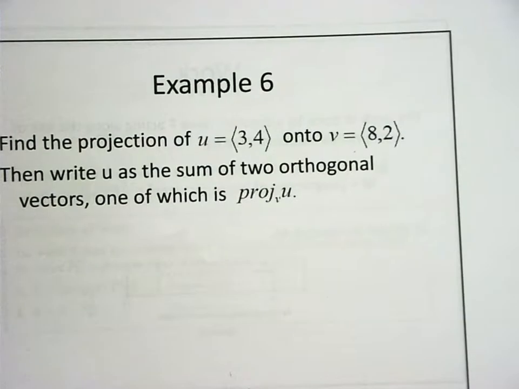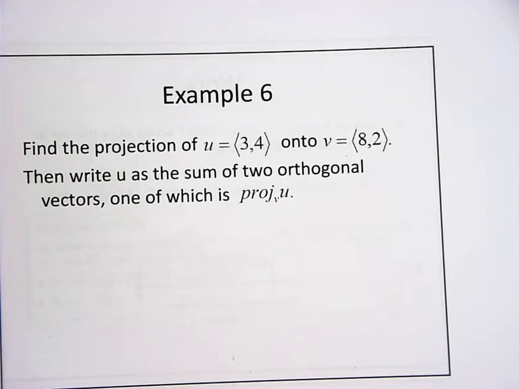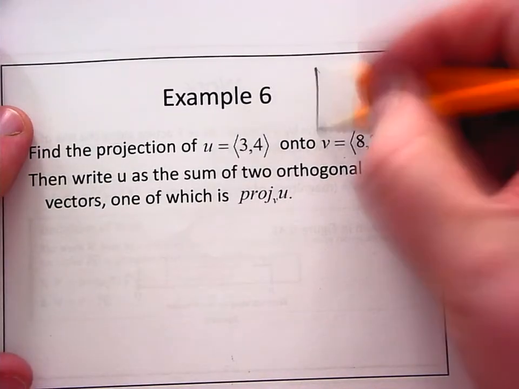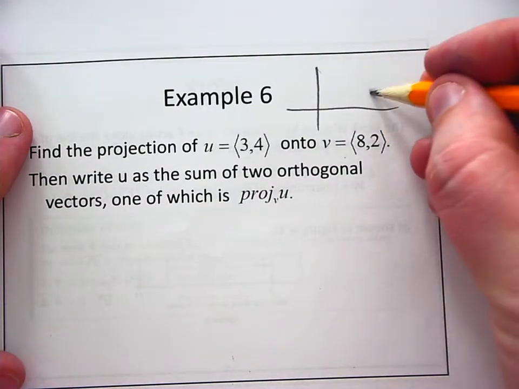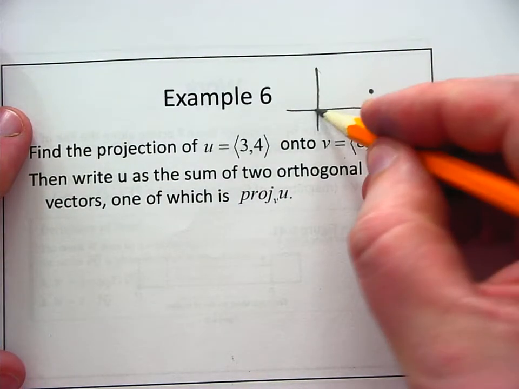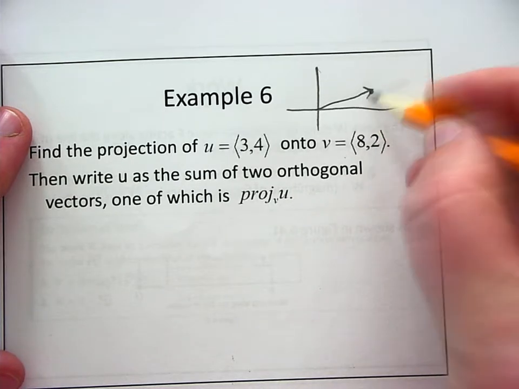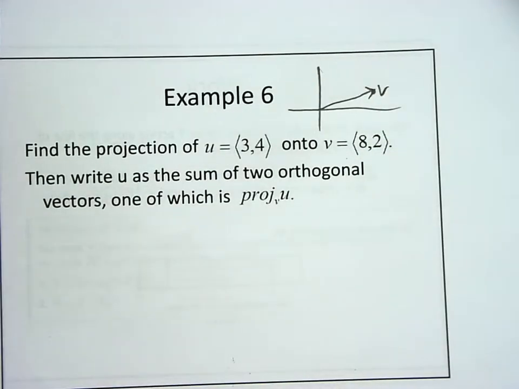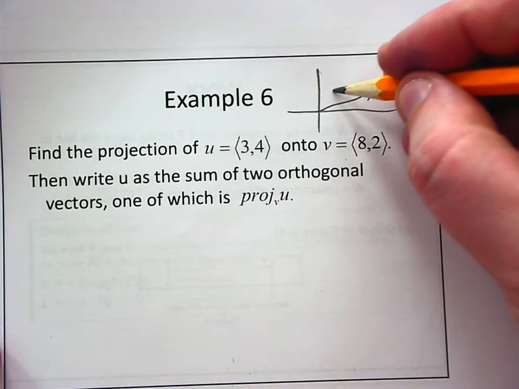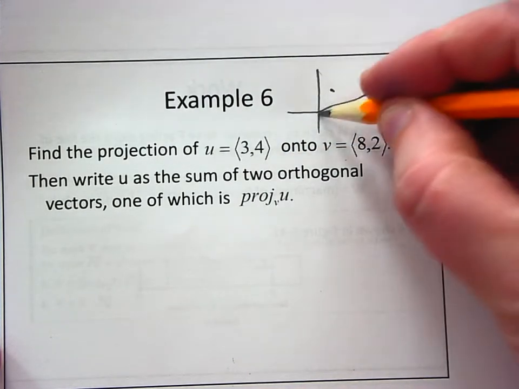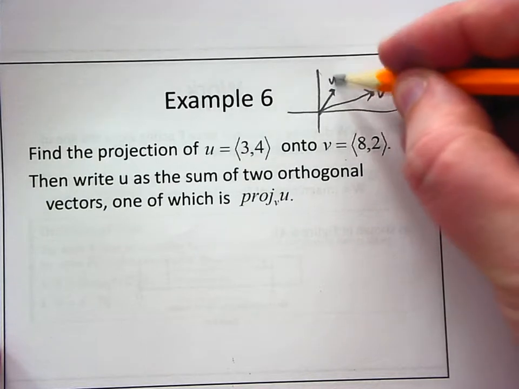So if I have a vector like this, I want to find the projection of U onto V. So I'm going to draw this real quick. Okay? 8, 2 is, I'm going to go out 8 to the right and 2 up. So that's going to be about here. So this is the vector V. The vector U is 3, 4. So over 3, up 4. So that's going to be about here, roughly. So there's your vector U.